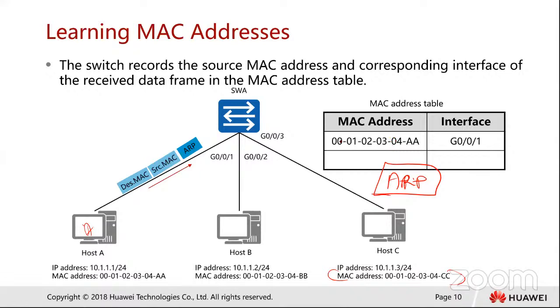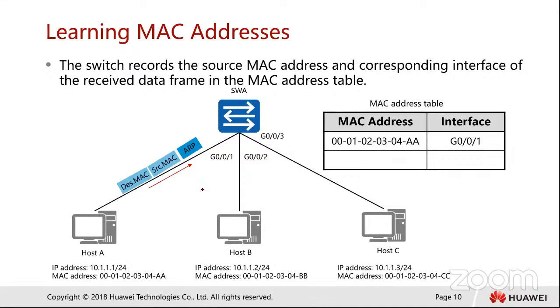That is going to enable host A to learn the MAC address of whatever it is trying to send the packet to. So it will send the ARP request to obtain the MAC address of host C. In this ARP request, the destination MAC address is the broadcast address, and the source MAC address is the MAC address of host A.